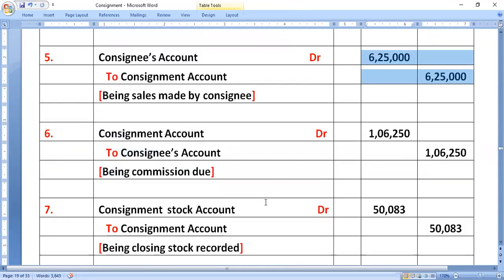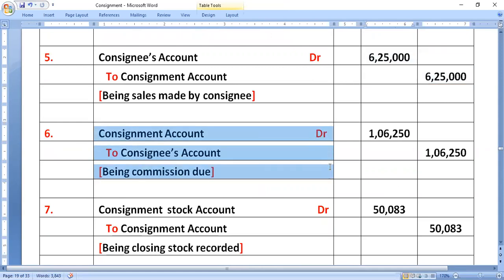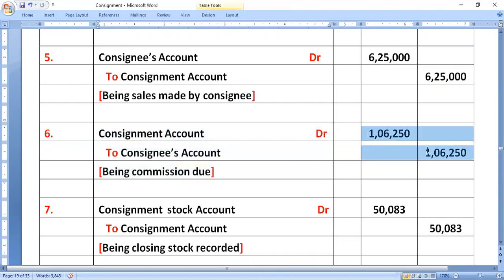After that, Consignment Account debit to Consignee's Account, being commission due, my dears. They are eligible for ordinary commission, del credere commission, and overriding commission, my dears. For further calculations, we go to the ledger account, my dears. There is clarity about the calculation of commission. The total commission leads to 1,06,250. Consignment Account debit to Consignee's Account, my dears.